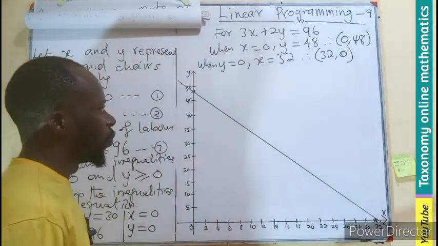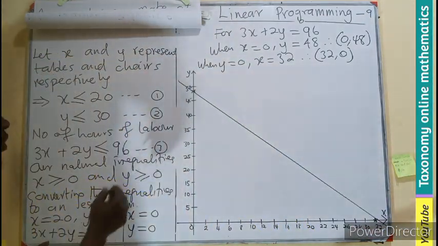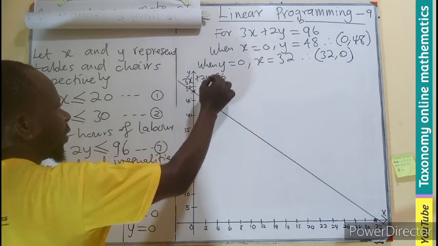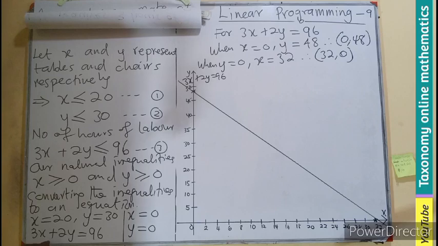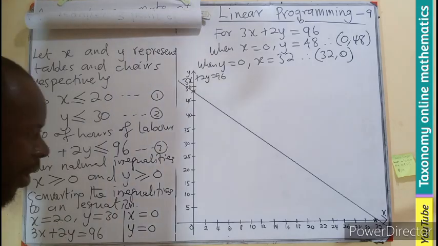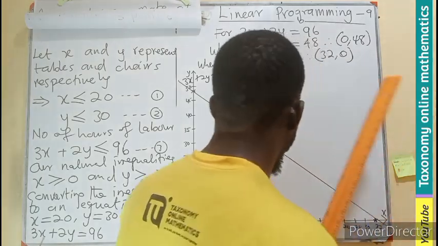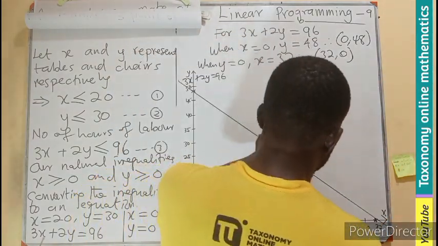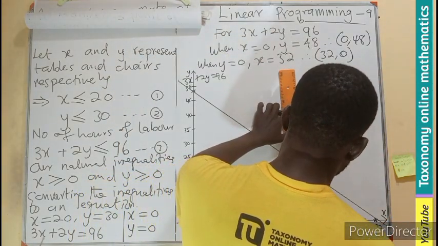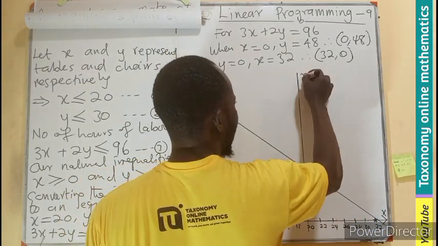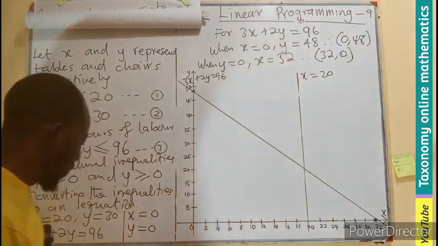So that's the first one, which has the equation 3x plus 2y equals 96. Then we are going to locate this 20 on the x-axis, 0 on the y-axis. So 20. Then we draw a line through that parallel to the y-axis. So this is our 20. So that will be x equals 20.